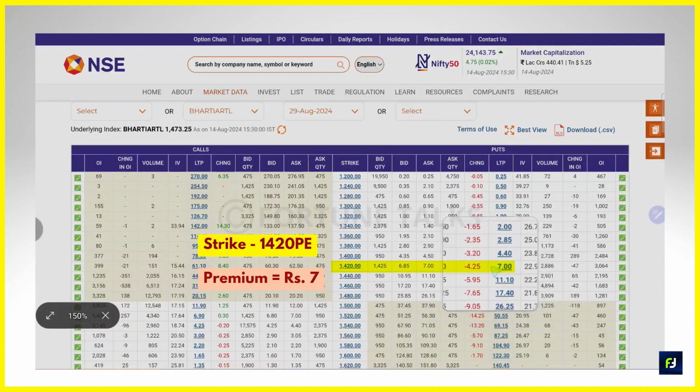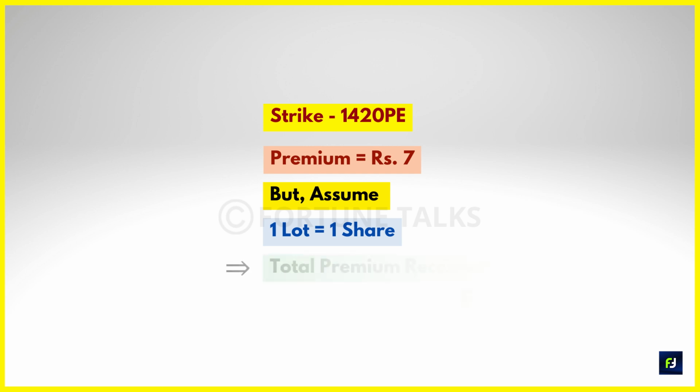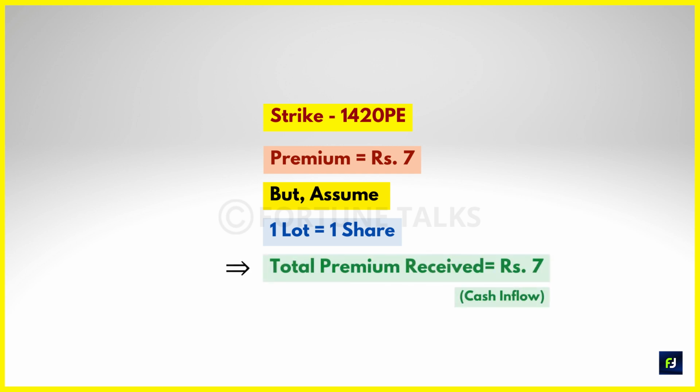The 1420 strike price is trading at a premium of 7 rupees. For the sake of easy calculations, we will assume that one lot is equal to one share. So, you short one lot of Bharti Airtel 1420 PE. Once you do that, you will receive the premium amount of 7 rupees. In other words, your account gets credited, or there is a cash inflow into your account.